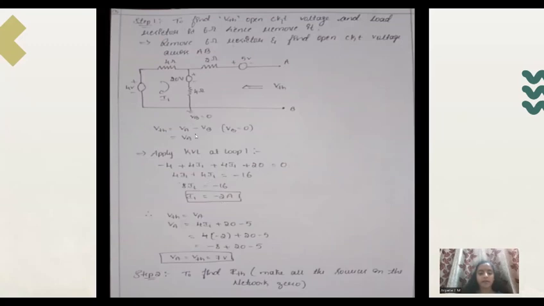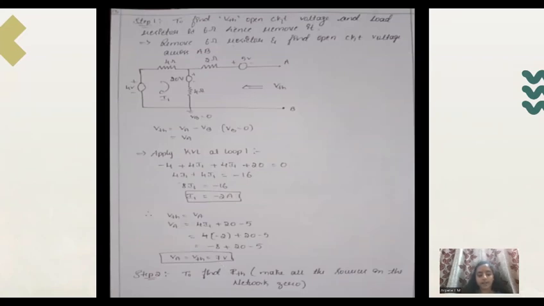And VA equals 4 I1 plus 20 minus 5. Across the A terminal, I will be considering 4 I1 plus 20 minus 5. Simplifying, we get VA equals VTH equals 7 volts.